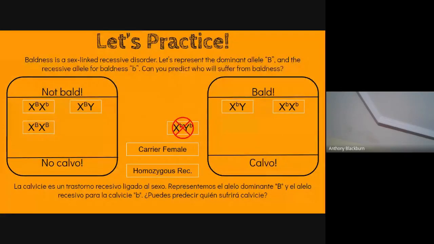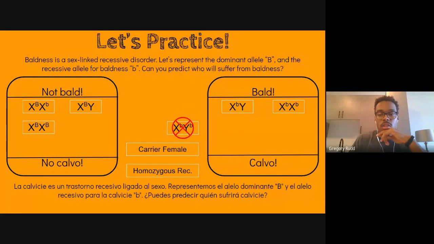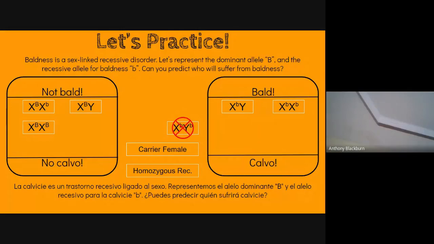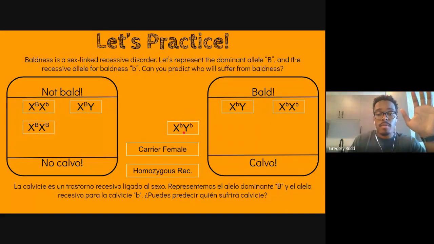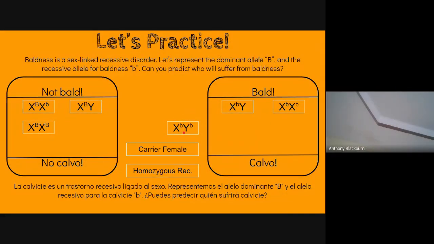Oh, I had that for a note. Can you say that one more time? No, that's an X with a capital B and an X with a lower b. That doesn't exist. So the X is not the problem. Male, keep going. You're almost there. The genotype, the male part does not exist.